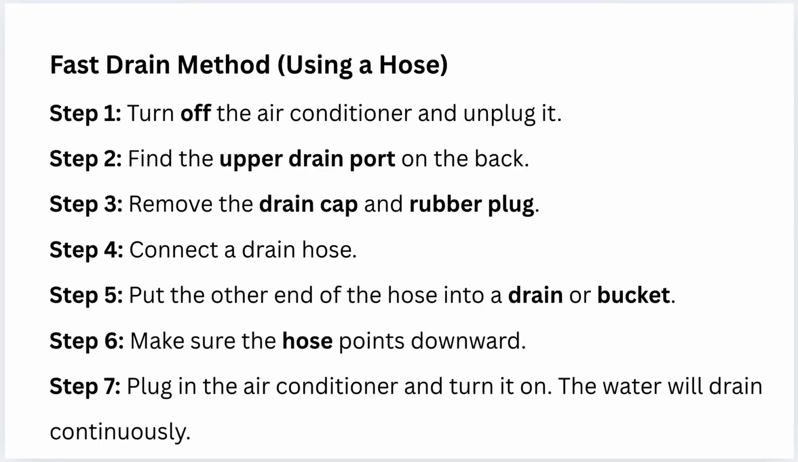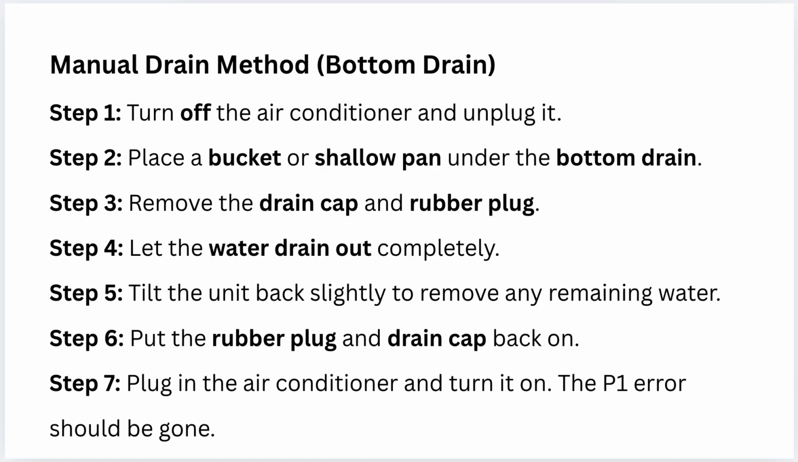So, fast drain method. Turn off the air conditioner and unplug it, then find the upper drain port on the back. Remove the drain cap and rubber plug, then connect a drain hose. Put the other end of the hose into a drain or bucket, then make sure the hose points downward. Plug in the air conditioner and turn it on. The water will drain continuously.